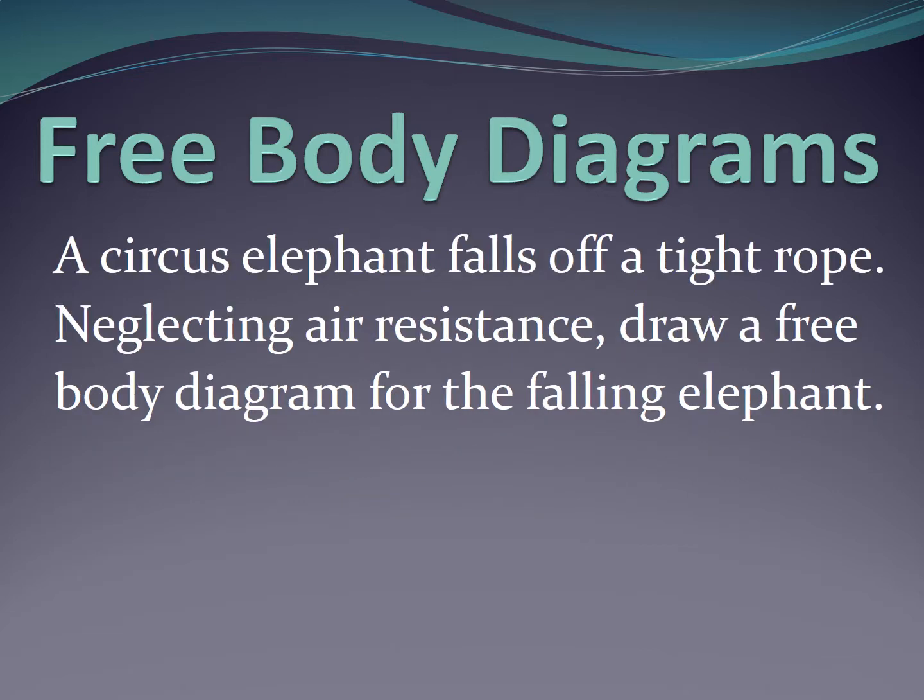So let's draw a free body diagram for a circus elephant that falls off a tightrope. So let's draw that for a falling elephant. I'm going to just represent the elephant as a box here. As it's falling, of course, we have the force of gravity pushing down on it. As soon as it hits the floor, so let's say for an instant it hits the floor, there is some type of force acting up on it. So that's the normal force. And that's it. We don't have any left or right forces.